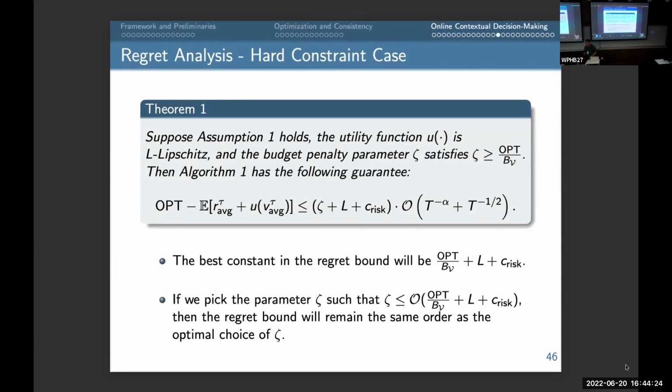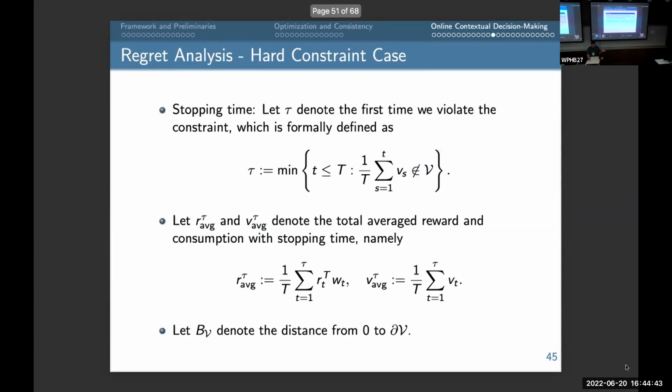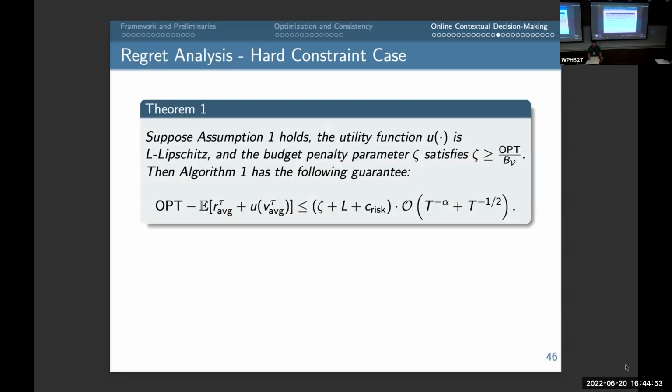Yes. So if you have the stop, then should there be some penalty for it? Then there's some kind of bias. So right, that's a great question. Notice that we have something kind of hidden up here, which says that the penalty parameter must be larger than this OPT value divided by B_V. And the B_V is like the distance to the boundary of the set V. So if in the situation you're thinking about, B_V is going to be very small, which means that the penalty parameter must be very, very big, which leads to a big constant over here. So there's no free lunch. Yeah, so that's what happens.